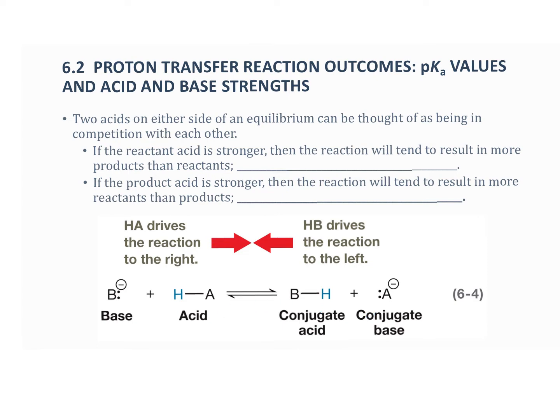So we view these two acids, this acid and this acid, as being in competition with each other. And the stronger acid will win and donate its proton. So we kind of view it like it's a big competition. This acid is pushing the reaction this way, and this acid is pushing the reaction this way, and the stronger acid wins. So if the reactant acid is stronger, then the reaction will tend to result in more products than the reactants, and we say the product side will be favored.